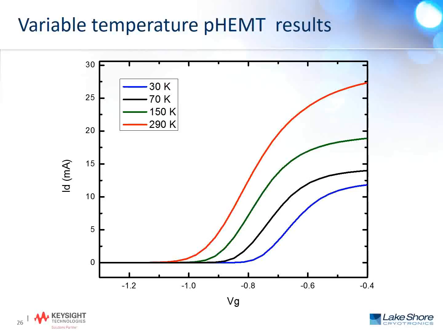drain source voltage, what we see over temperature is a reduction in the drain current, as well as a shift, as the device is cooled, of the pinch-off voltage. Both of these kind of point to the free carrier concentration in the active area of the pHEMT device getting smaller as we cool the device down.